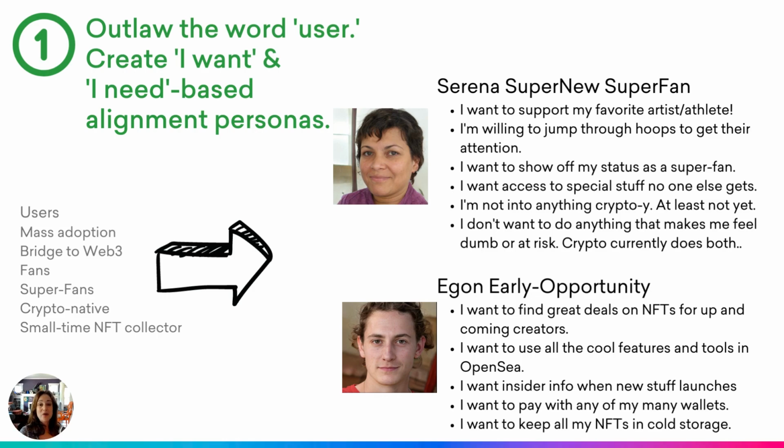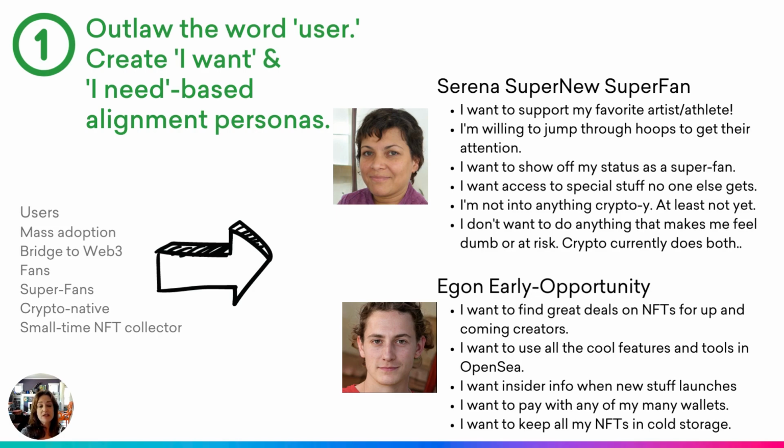So I would create with them these want and need based quick alignment personas, I call them. They are created collaboratively, and you can create them quickly by creating lists of statements that start with the words I want and I need. So who have I created here? Serena, super new super fan. She's super new to crypto.